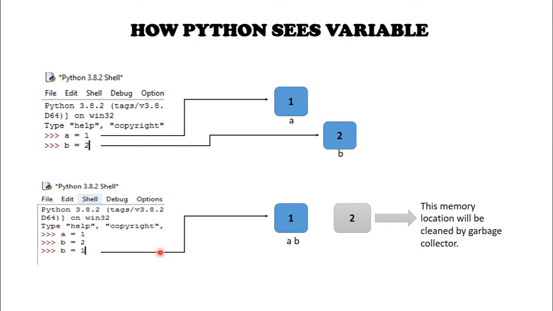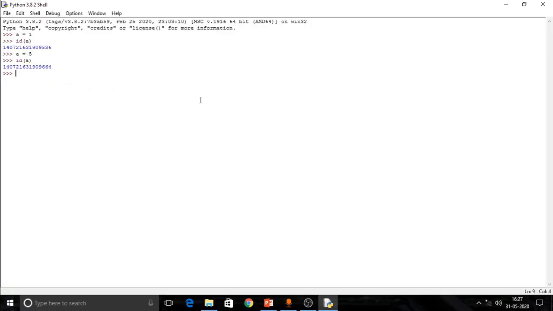Let's have some demonstration of the same. Now let's create another variable b and assign some value, let's say 4 to it. Let's check the ID of B. You can see the ID of B. Now let's reassign the value of B to 5. Let's reassign it. B equals 5.